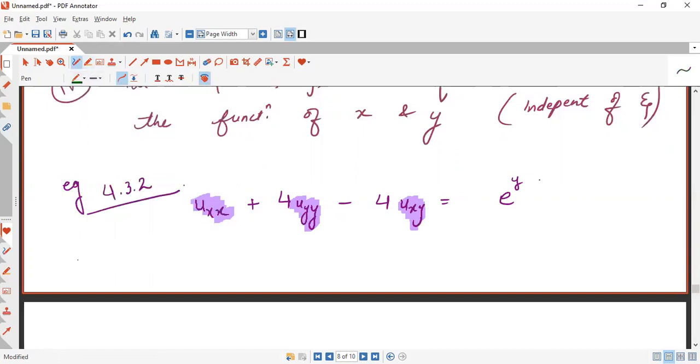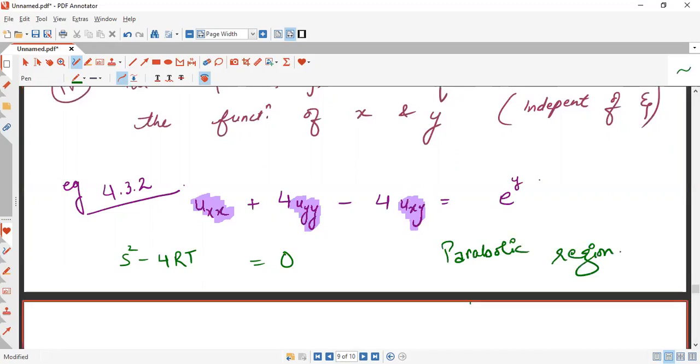So for that, we'll do the first step, which says s square minus 4rt. As the middle one, just find it out. You know it already. You've done it in the 10th grade, I guess. It will come as 0. That means you got the parabolic region. Parabolic region.